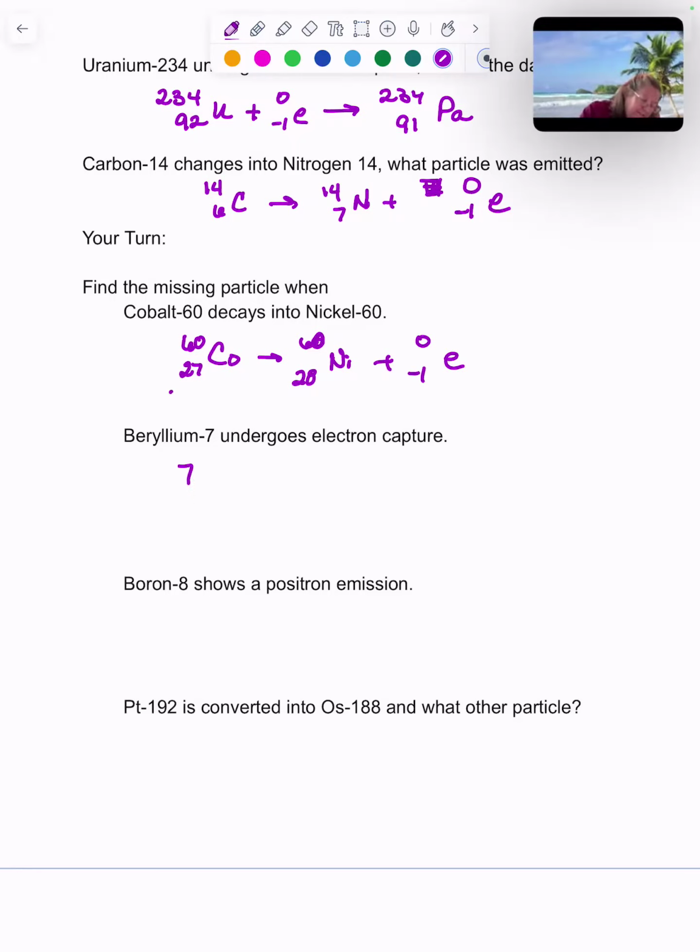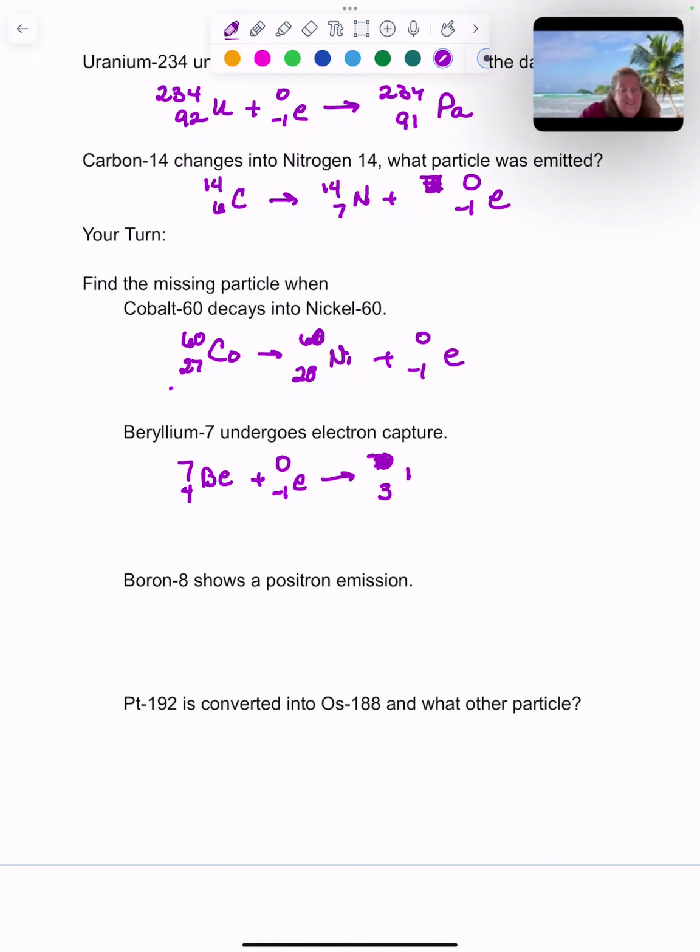Beryllium 7. Beryllium is element number 4. It undergoes electron capture. So our mass is not going to change. A proton is going to be converted into a neutron. We're going to go down 1 in atomic number, and we get, it's not a 0. Did you catch me there? I said it wasn't going to change, and then I wrote a 0. I always do that. Okay, there we go. So 7 plus 0 equals 7. Always double check. 4 plus a negative 1 is 3. Element number 3 is lithium.